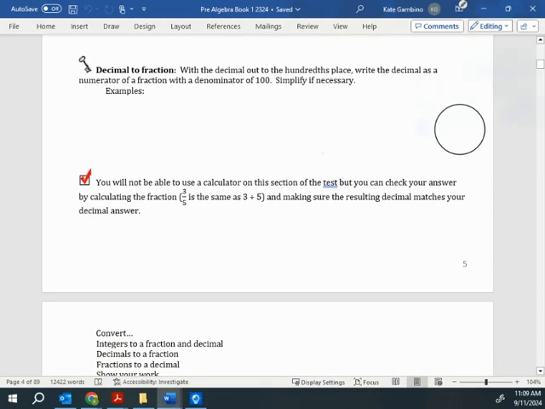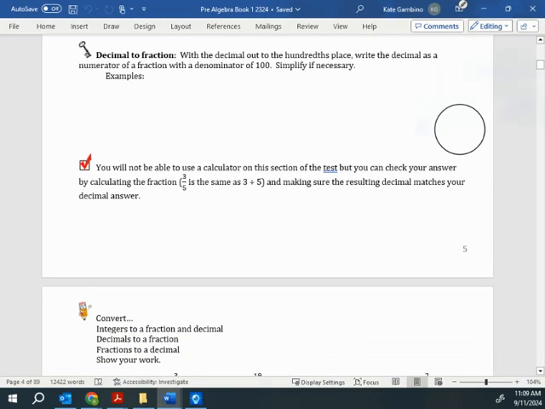So we have our next one. Decimal to fraction. So this time we're given a decimal and we're going to go backwards. So we're going to write the decimal out to the hundredths place, write the decimal as a numerator of a fraction with a denominator of 100, and our final step is always with fractions, simplify, simplify, simplify. Okay. So let's see what that looks like.